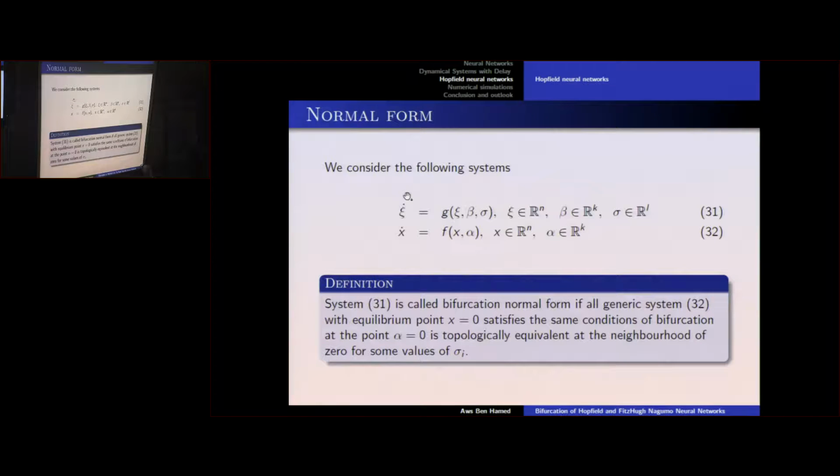Now we will start the normal form. We consider this system, so X point and Y point are given by these equations. Definition: system 51 is called a bifurcation normal form if all generic systems of 32 with equilibrium point X equal to 0 satisfy the same conditions of bifurcation at the point alpha equal to 0. This is the parameter alpha. So it is topologically equivalent in the neighborhood of 0 for some values of sigma_i.